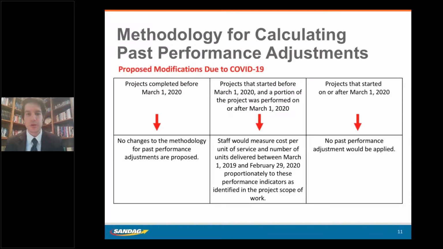So this would be pre-COVID. No past performance adjustment would be applied for projects that started on or after March 1st, 2020 due to the stay-at-home order.